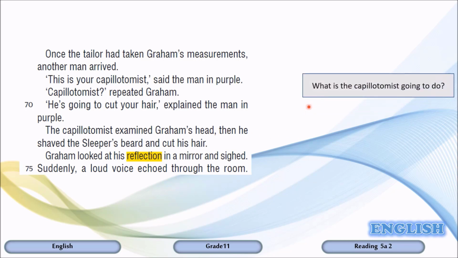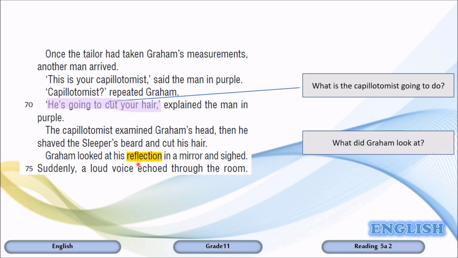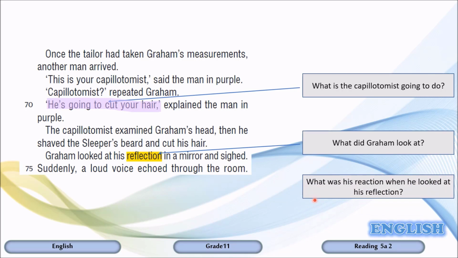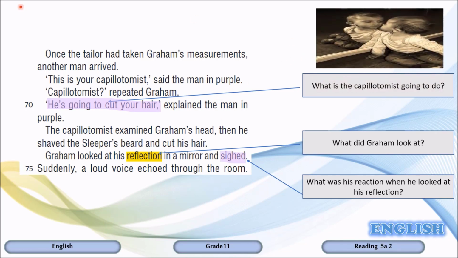And the first question is, what is the capillotomist going to do? Right, thank you. He's going to cut Graham's hair. Another question in order to understand what we mean by reflection. What did Graham look at? He looked at, excellent, his reflection in the mirror. Great, thank you. Do you know what we mean by reflection? When you look at the mirror, what do you see? Your reflection, excellent. And the last question, what was his reaction when he looked at his reflection? He sighed. He was surprised. Thank you very much. And look at this picture. Surely you will understand the meaning of the word reflection.